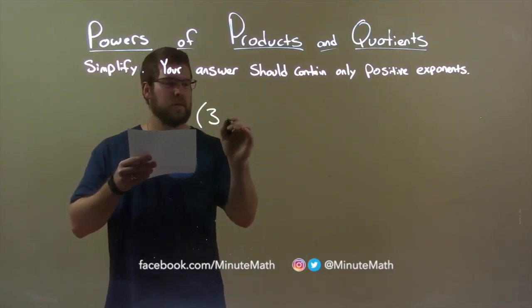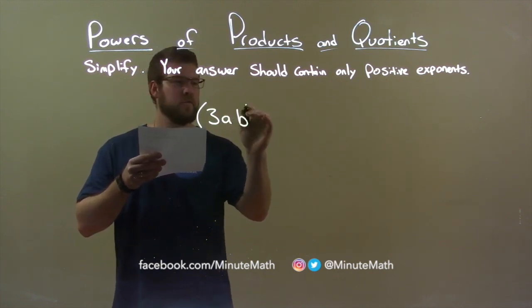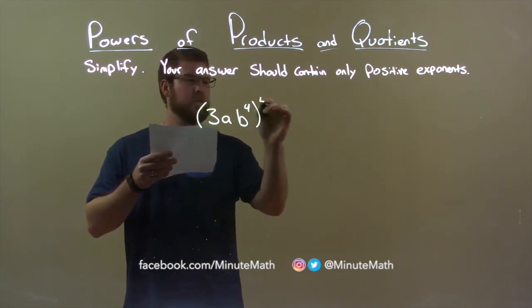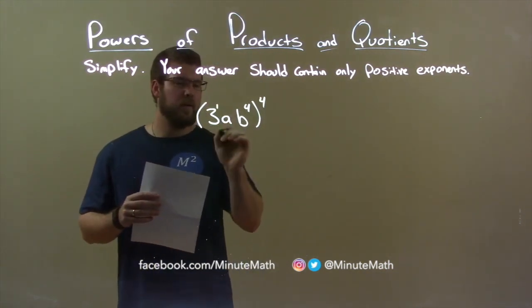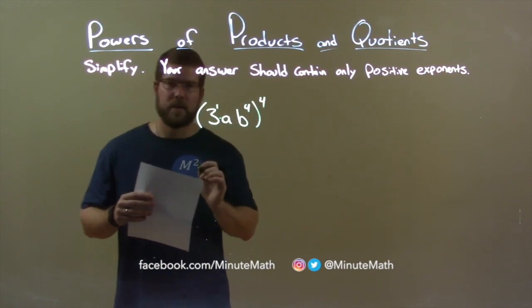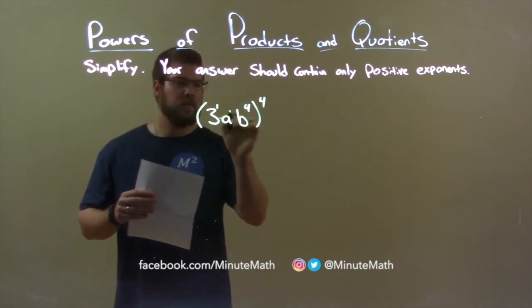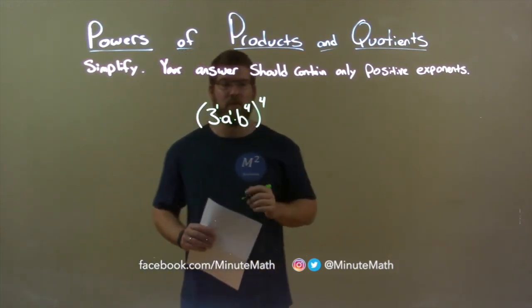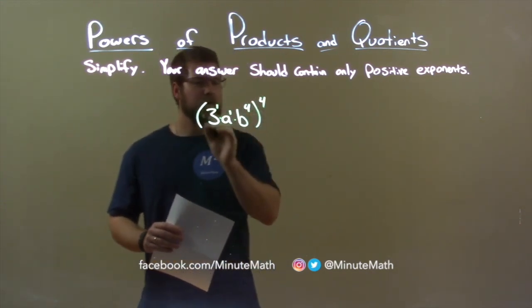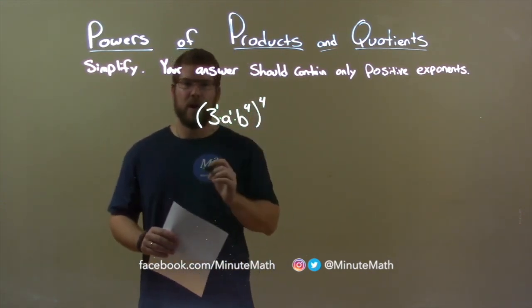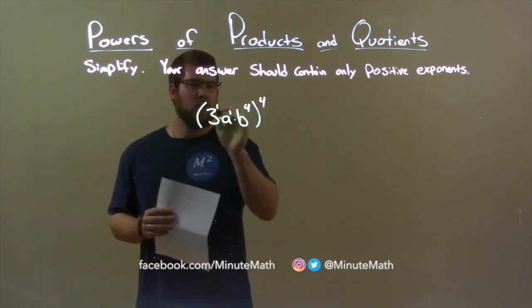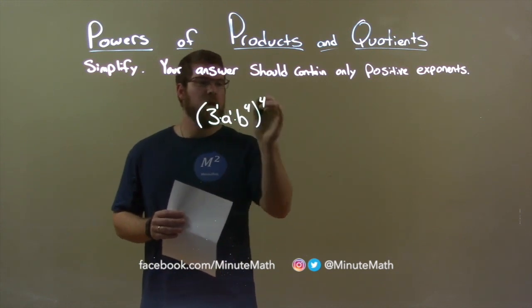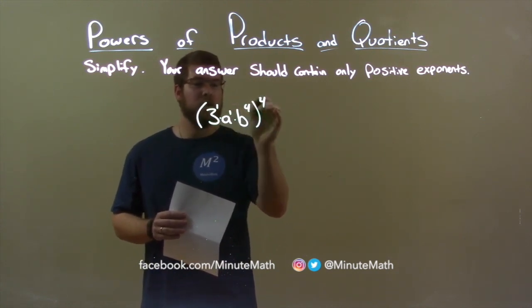3a b to the 4th power, all raised to the 4th power. Well, we know this 3 is really 3 to the 1st power, and between the 3 and a, that's multiplication. A is also raised to the 1st power, and between a and b is also multiplication. When we raise everything here in the parenthesis to the 4th power, to simplify this, we distribute this exponent to all the exponents on the inside. And that 4 gets multiplied to each of the exponents.